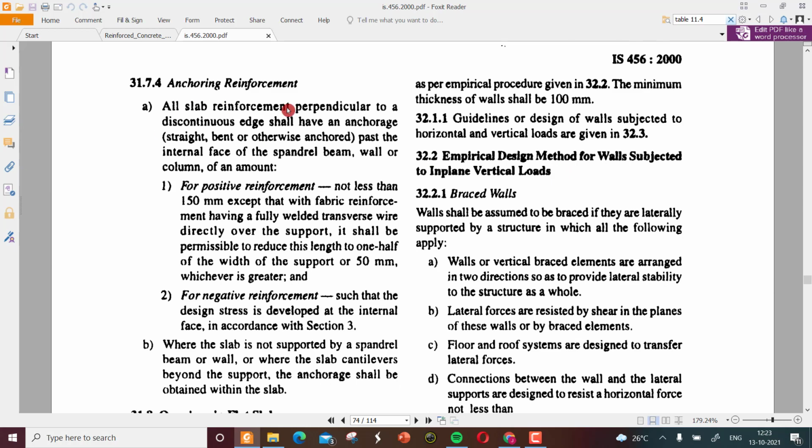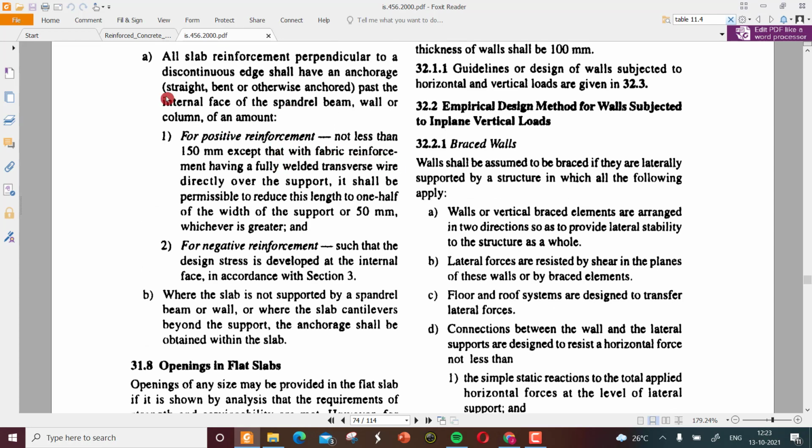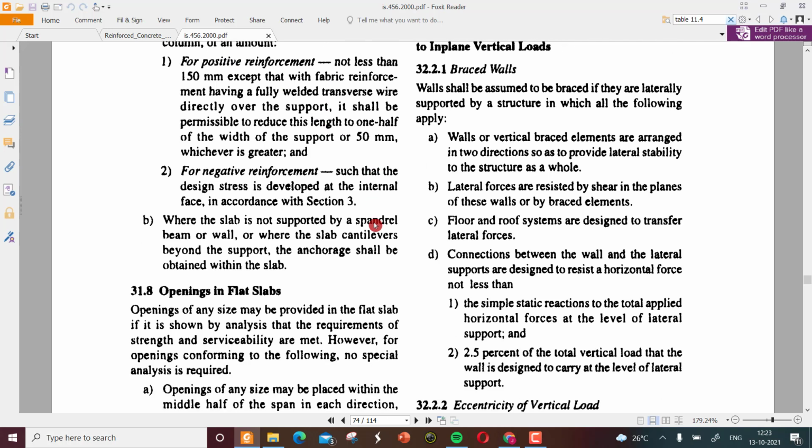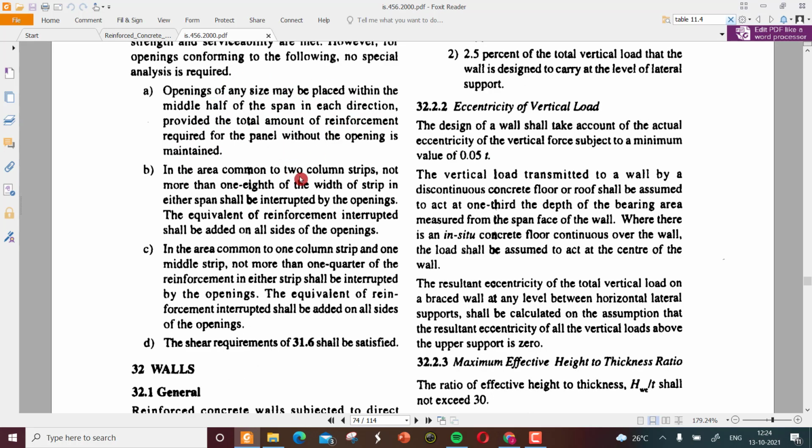And some guidelines on the anchoring reinforcement. For anchor reinforcement, the minimum anchor value for the reinforcements is given. Similarly, for the negative reinforcement and positive reinforcement. Then regarding the provision of openings in flat slab, openings of any size may be provided in the flat slab if it is shown by analysis that the requirements for strength and serviceability are met. However, for openings conforming to the following, no special analysis is required. So these are permitted in the flat slab even after the design.